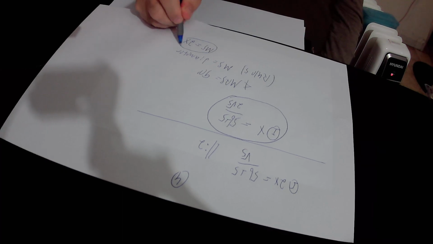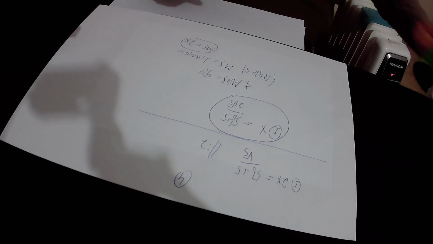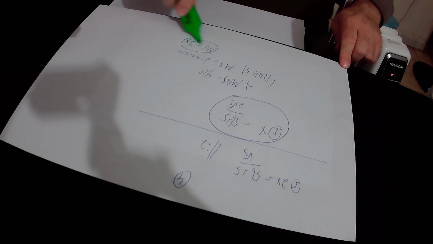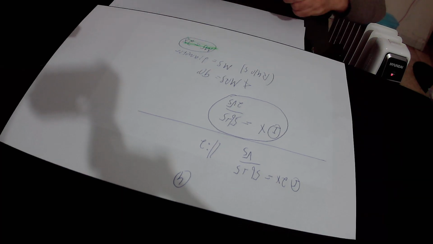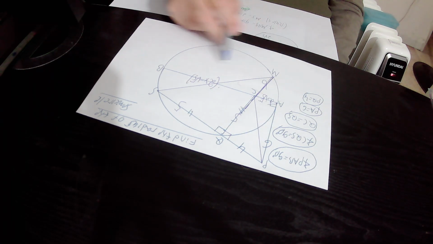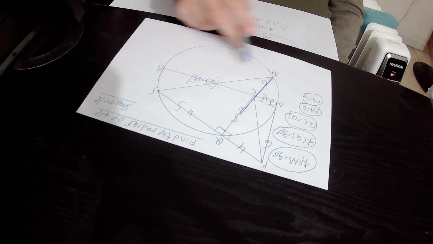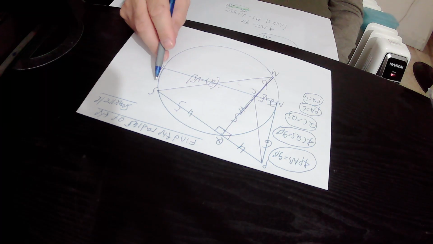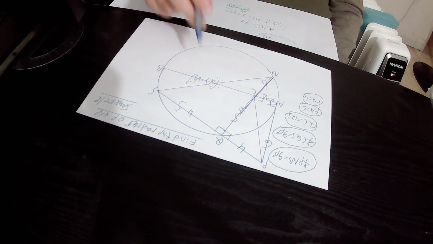So in conclusion, we found out that the length of chord MS equals 2x. It is the diameter of the circle. Chord MS is the diameter of the circle, that is to say, MS equals 2x.